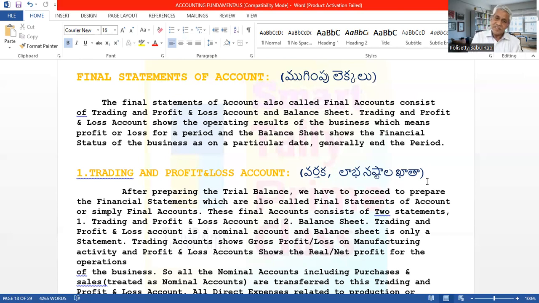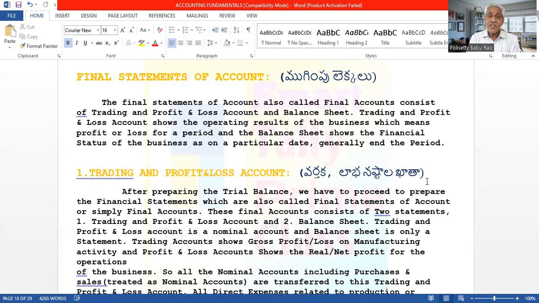But even if you apply the real account rule or the nominal account rule, the result will be the same. Purchase account means goods are coming in, we are debiting. If you take it as a nominal account, purchase means expenditure, so we have to debit. Both are the same. That's why for the final account purpose, we take them as nominal accounts. So all the nominal accounts, that is expenses and incomes, will be transferred to the profit and loss account, including purchases and sales and returns also. Returns will be reduced from purchases or sales. That is the profit and loss account, the first part.